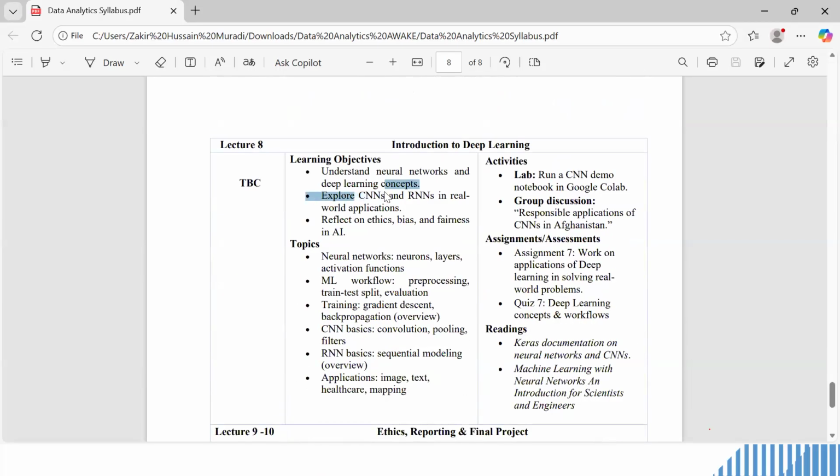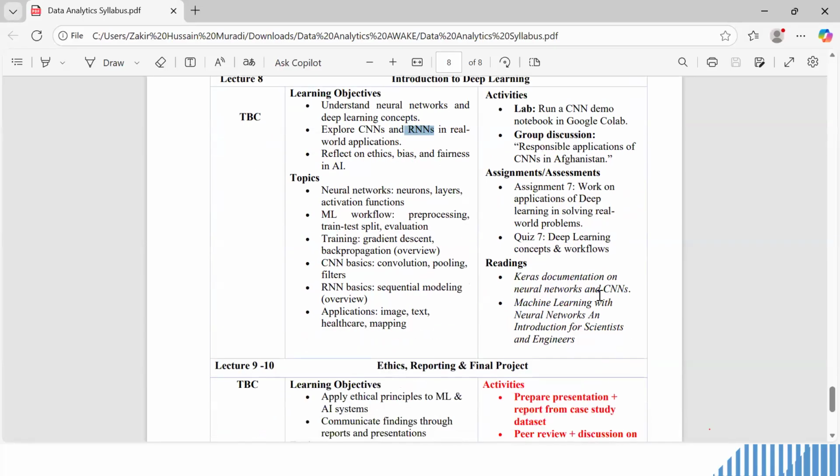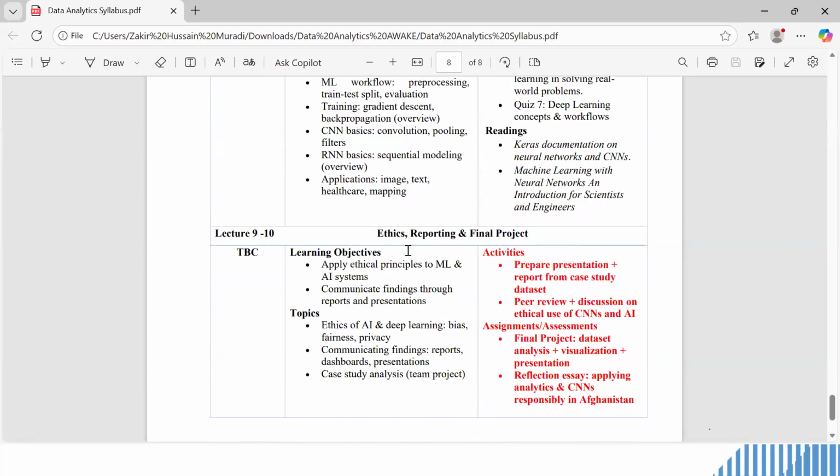And also we will try to explore CNN, convolutional neural network, and recurrent neural network, RNN. We will see what a CNN is, how people nowadays are playing with images, how they are training images in Python or TensorFlow, and how you do prediction based on the images that you have. And this is the important thing.